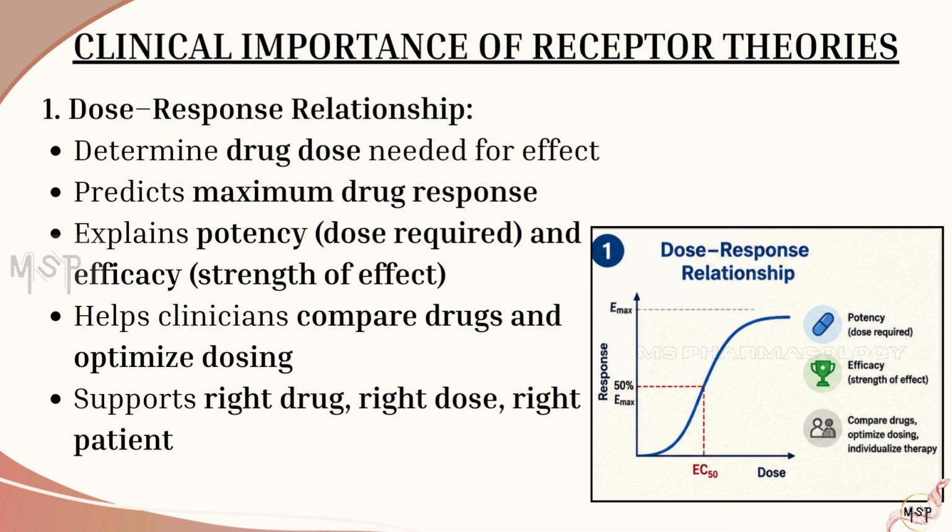These questions directly relate to two key pharmacological concepts: potency, which tells us how much drug is required to produce an effect, and efficacy, which tells us how strong or effective that drug response can be. Understanding this helps clinicians compare different drugs, choose the most appropriate treatment, and adjust doses for individual patients. In simple terms, dose-response relationships help us select the right drug, at the right dose, for the right patient.